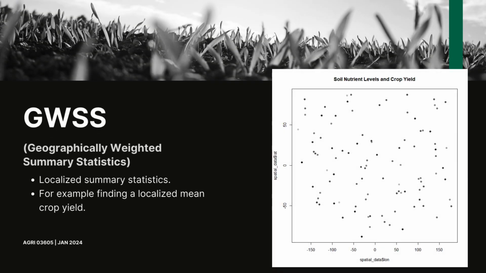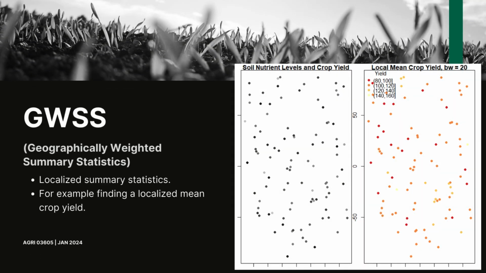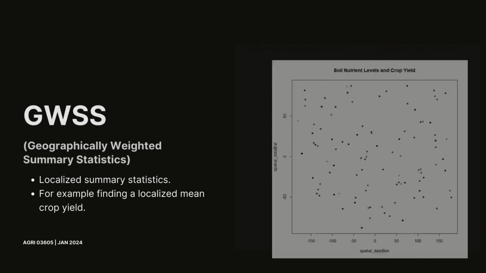Maybe we already understand that location matters and we want to know how much, or we just want to control for location. Here we have generated several points on a map with a soil nutrient level and a crop yield that is a function of that nutrient level. It might be instructive to calculate our mean yield in a way that gives us a mean for a place with decreasing weight on places that are far away. Geographically weighted summary statistics provide the tools we need for this and more.